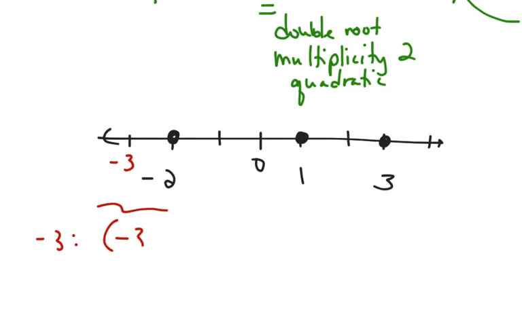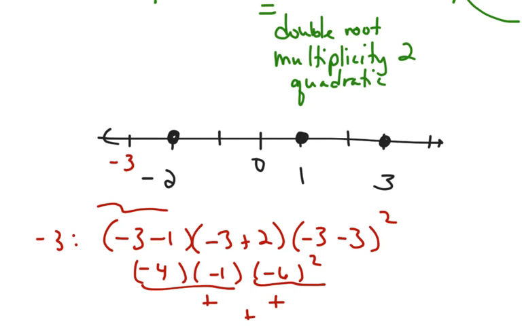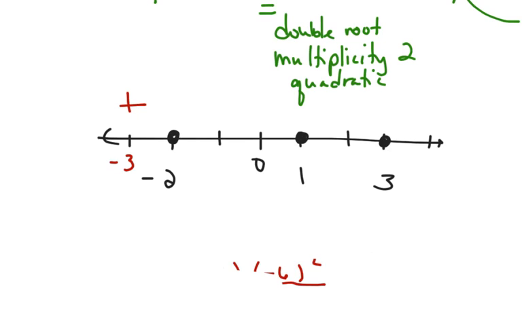So I'm going to do -3 minus 1 times -3 plus 2 times -3 minus 3 squared. So that's -4 times -1 times -6 squared. These two are positive, and so positive times a positive is a positive. That means over here the graph is above the x-axis. And notice that I didn't even do all the work. I just did some of the work to figure out if it was positive or negative.